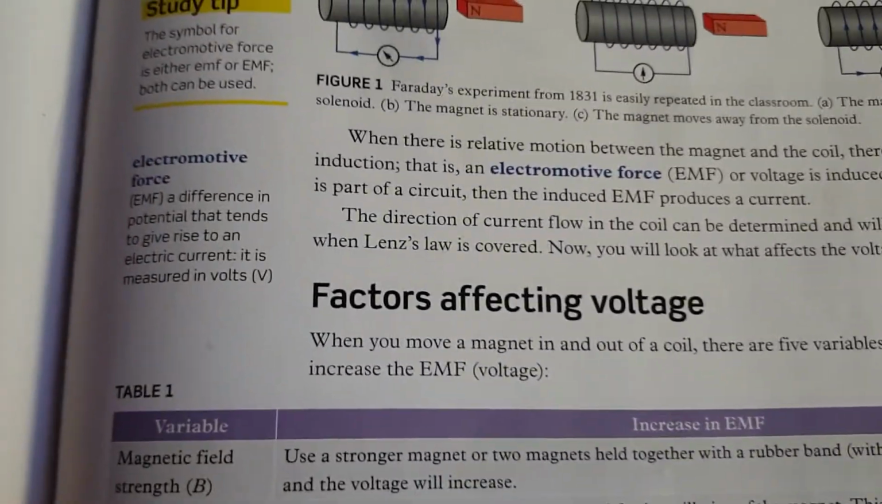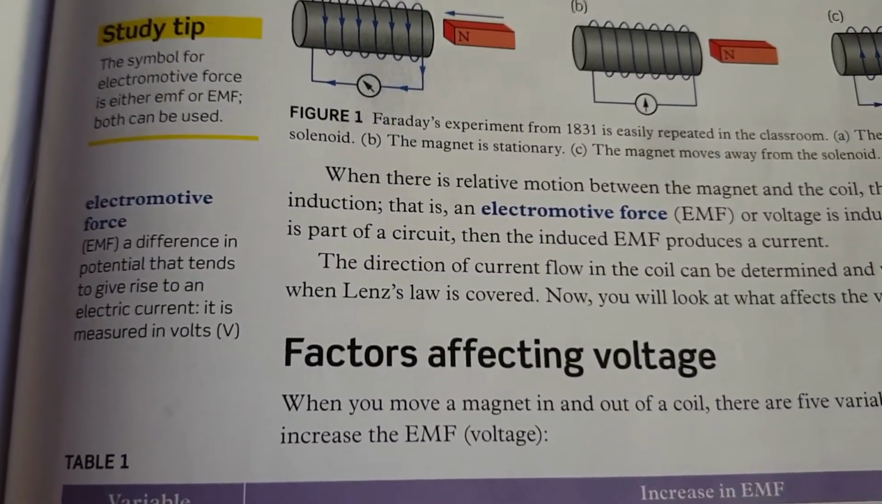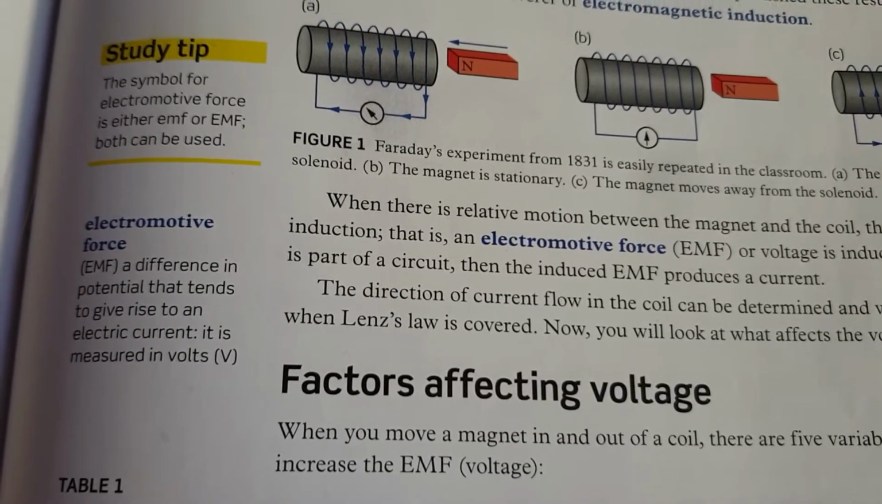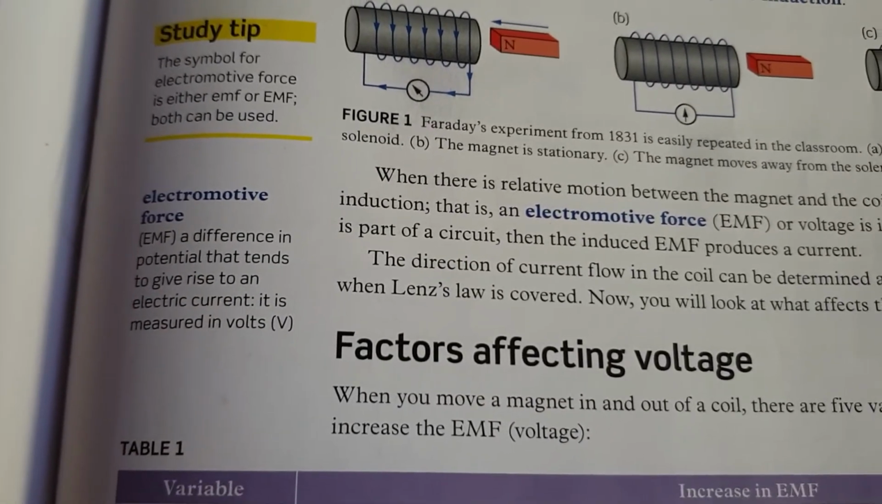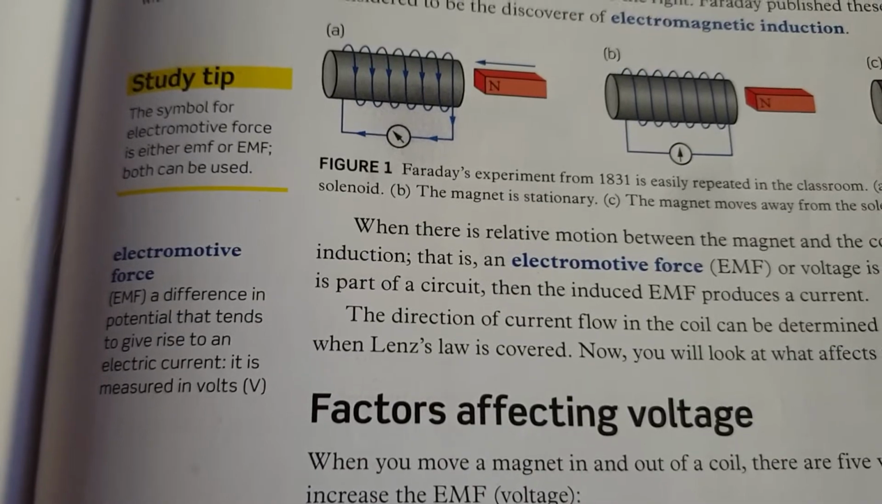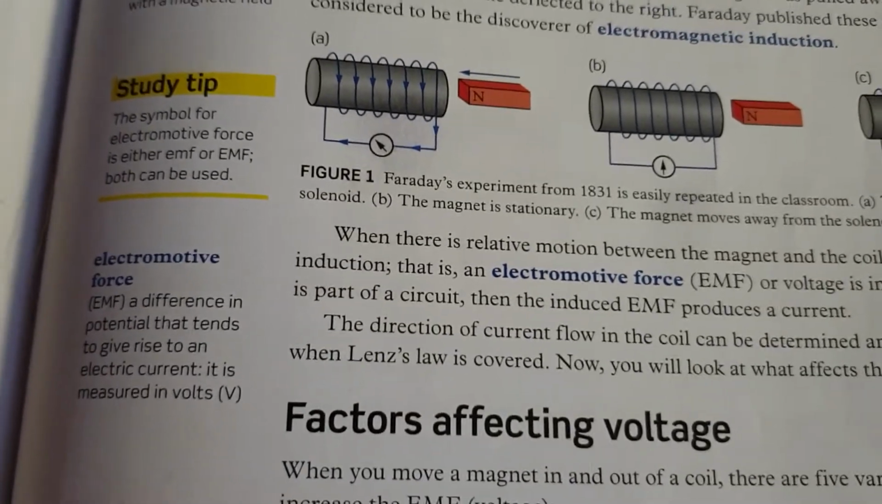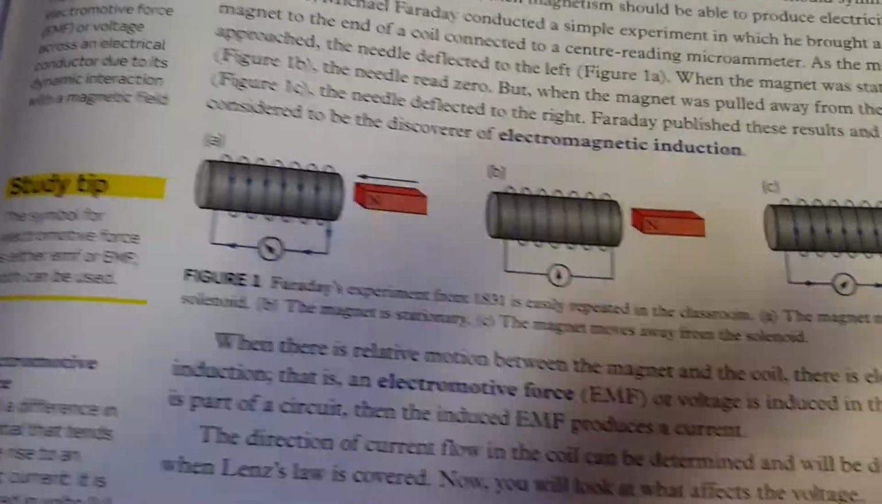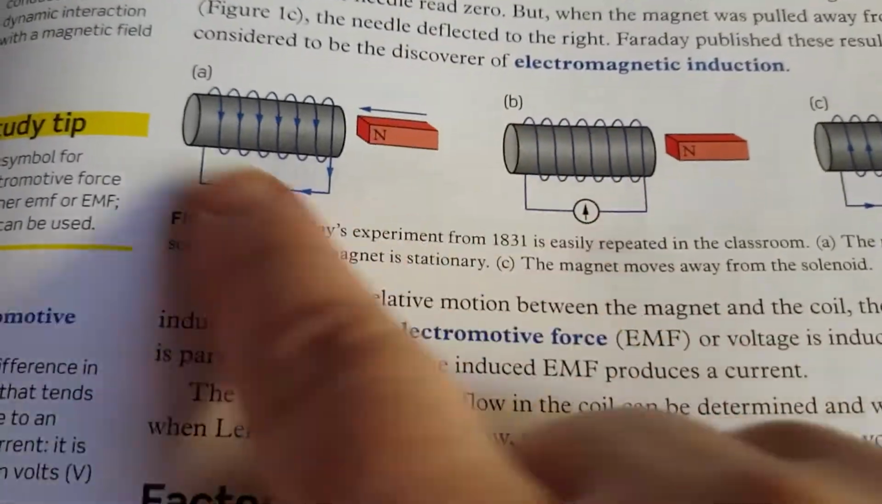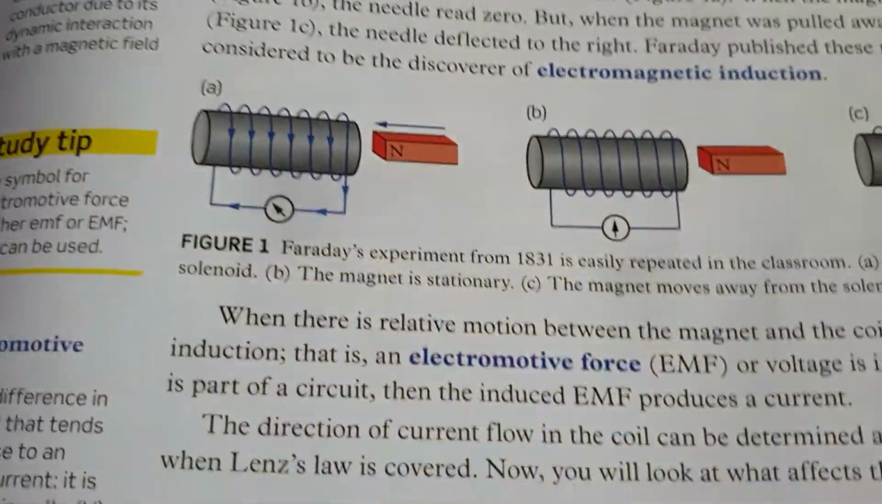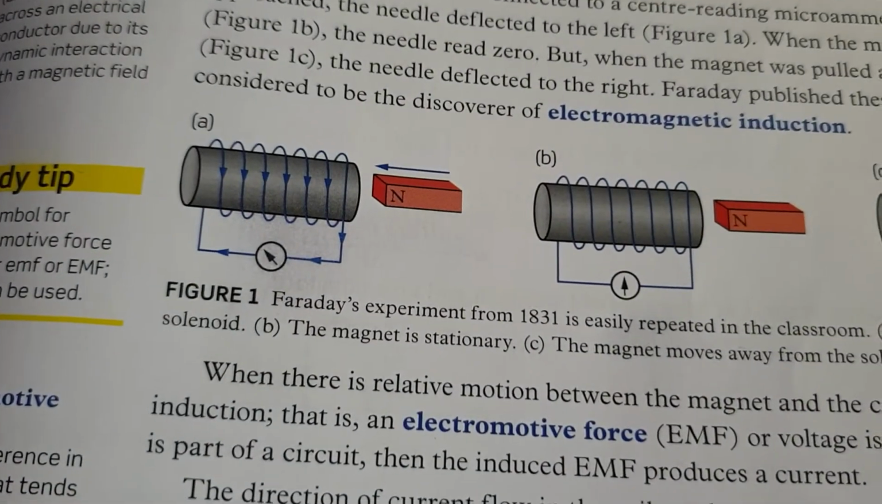So they've got a definition down here of EMF. It's just a difference in potential that, what does it say, tends to give rise to an electric current. It is measured in volts. It's just voltage. So what things are going to determine the size of the voltage that you get inside here? What sort of things do you think are going to make a difference?